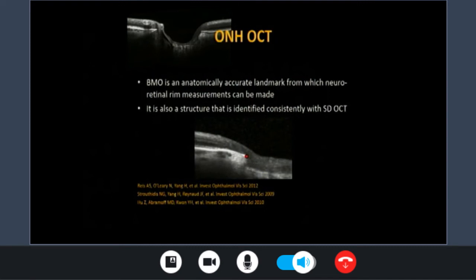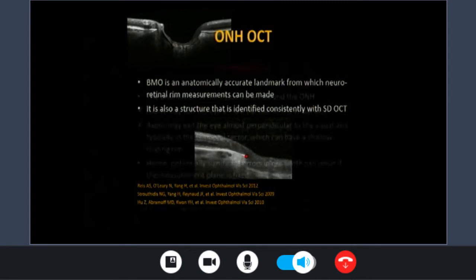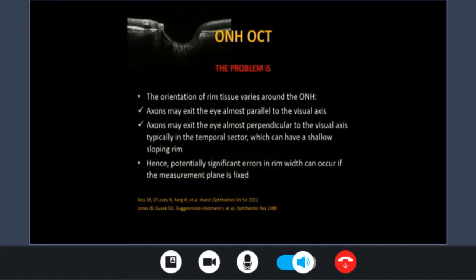So now we know that Bruch's membrane opening is an anatomically accurate landmark from which neuroretinal rim measurement can be made. We know that it's also a structure that is identified consistently with SD-OCT. But we still have another problem, which is that the orientation of rim tissue is variable actually around the optic nerve head. Why is that?